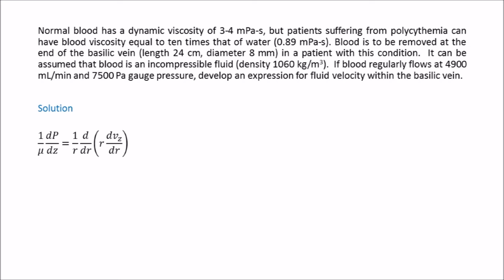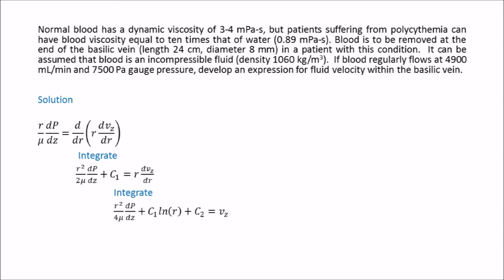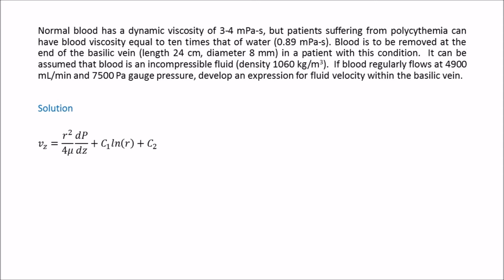So our solution will come from our simplified Navier-Stokes equation and our two boundary conditions. To begin, I'll move the viscosity term to the left-hand side, as well as the leading r variable. We can then integrate this expression with respect to r, resulting in this form with our first constant of integration represented by C1. We then need to perform a second integration, which results in an expression for Vz with our second constant of integration. Now that we have an expression for Vz, we need to determine the unknown constants C1 and C2. We can do this by applying our boundary conditions.